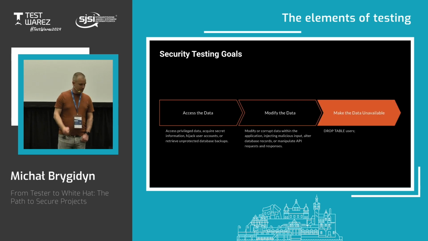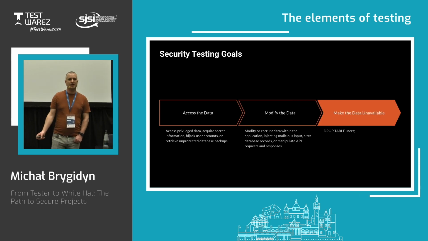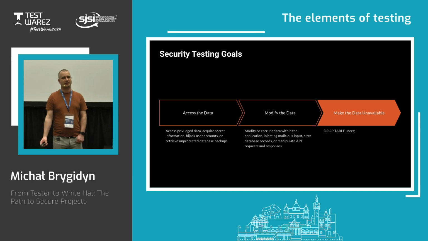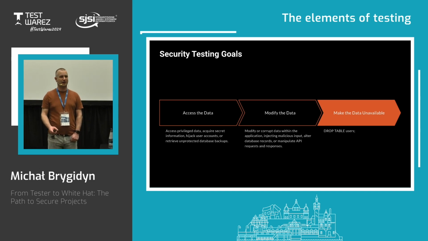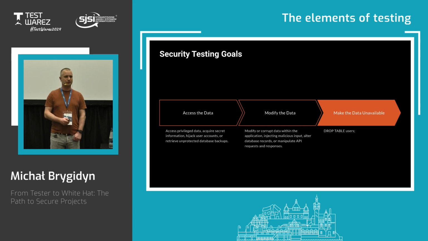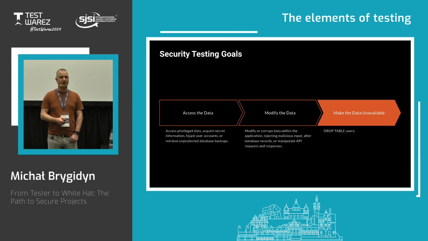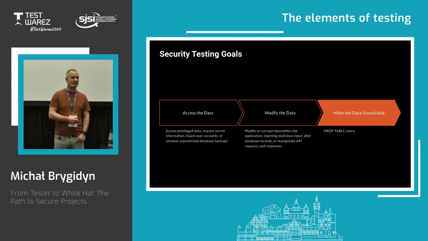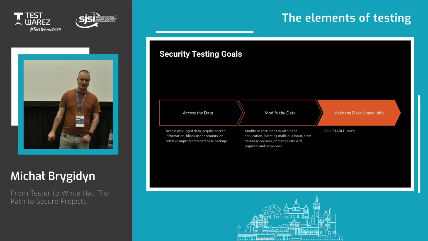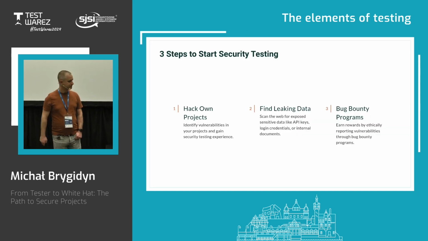And then the last part, make the data unavailable. Try to drop the database. Don't be afraid of breaking things. This is part of security testing. If you are able to break something, then it means it wasn't designed in a way to prevent you from doing it. And if you are able to drop a database on a non-prod, do it. Because if you don't, then this system will be deployed to prod and someone else will do it. And then it will be a bit more expensive to fix.